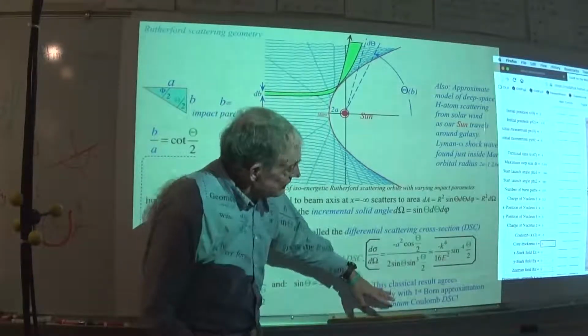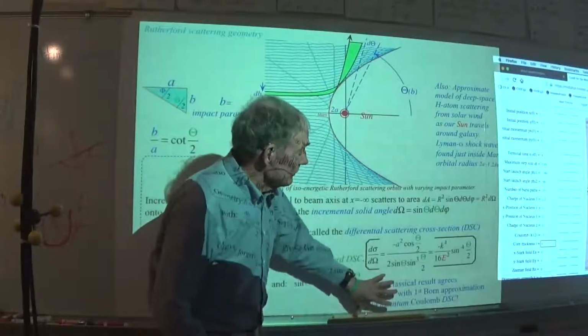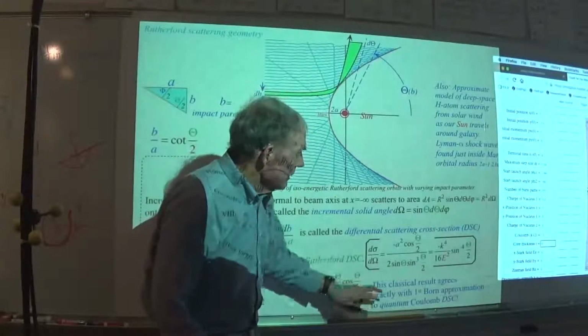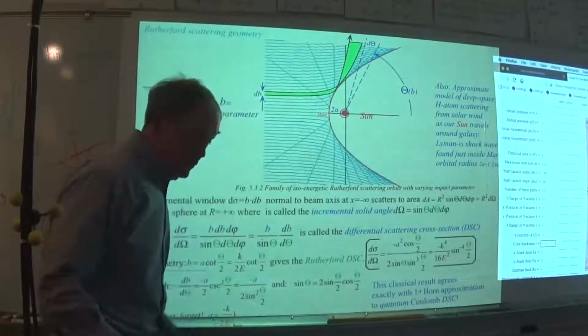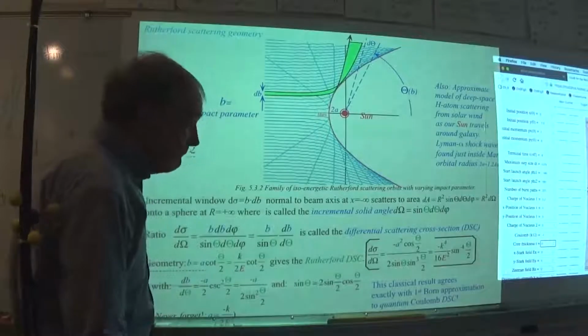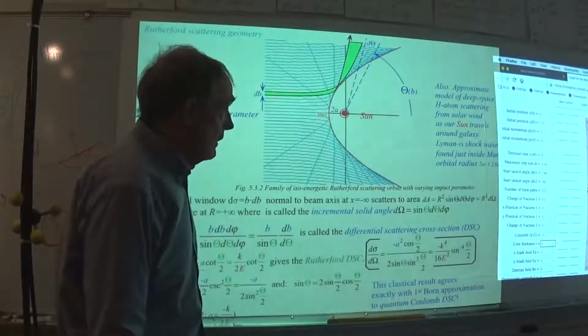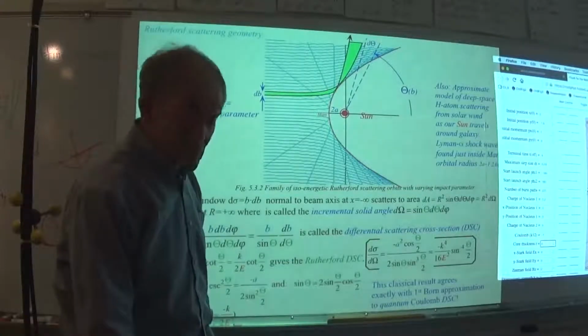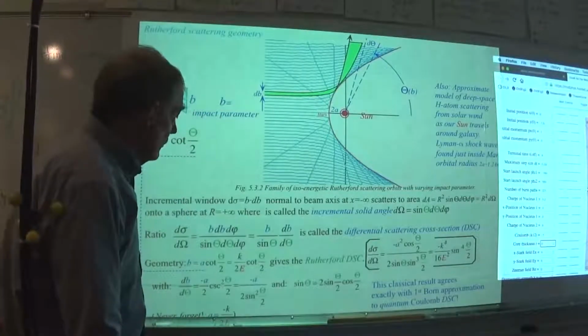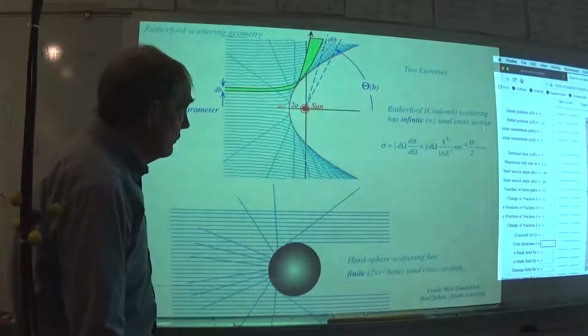Second, third, and fourth approximations give very small changes to scattering at the energies we're talking about here. But this is an interesting case where classical mechanics gives a quantum mechanical result quite closely.